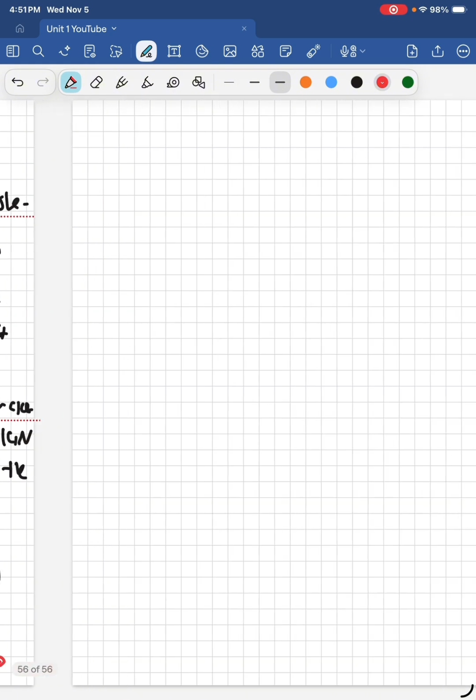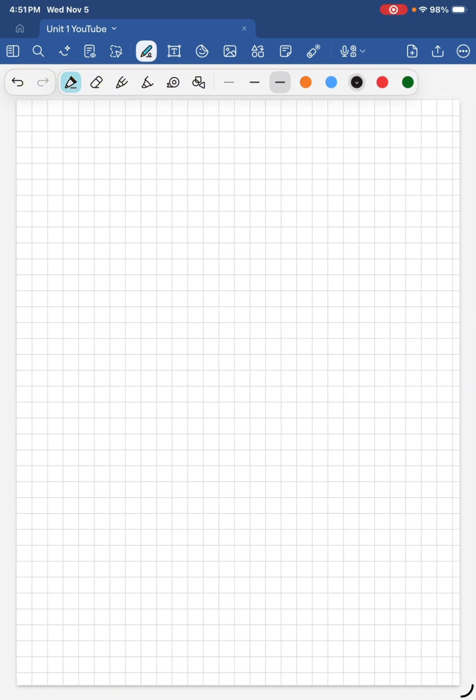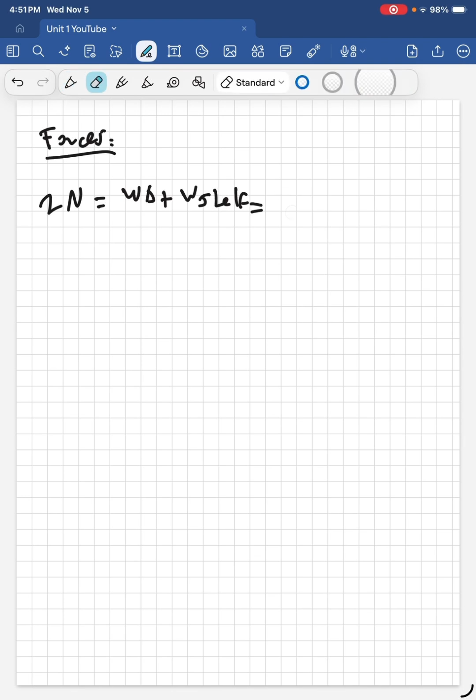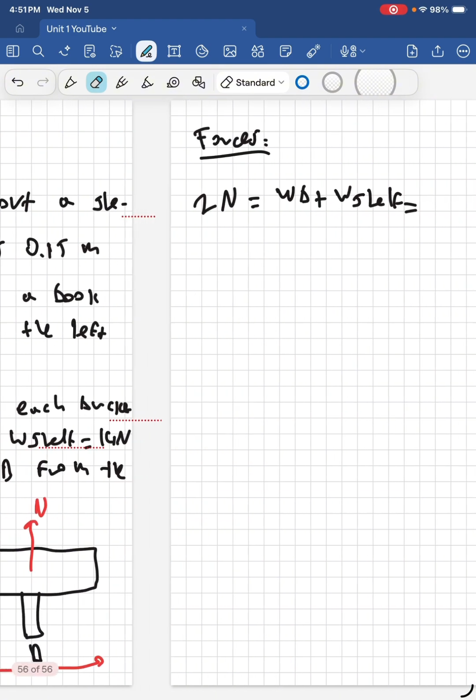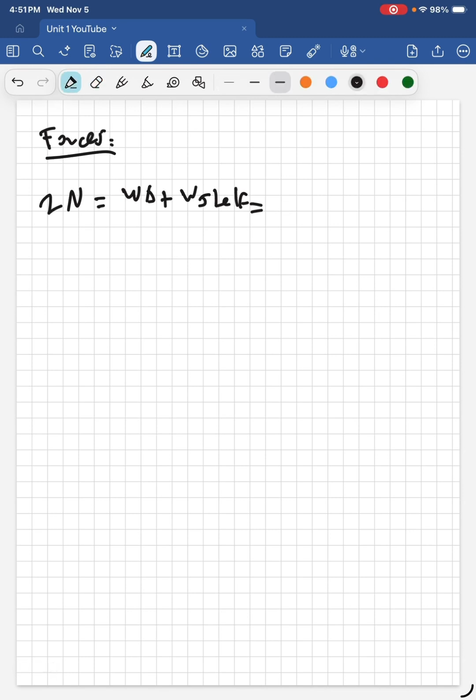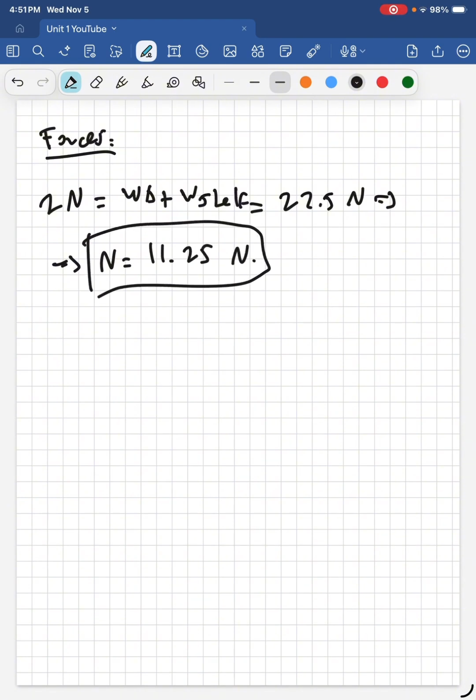Okay, first of all, we need to work with the forces. So for the forces to have balance, we need 2 times the reaction force to be equal to the weight of the book plus the weight of the shelf, which together sum to, let me see, 14 plus 8.5, that's 22.5 newtons. So N is simply 11.25 newtons. Okay, so that's the reaction force.